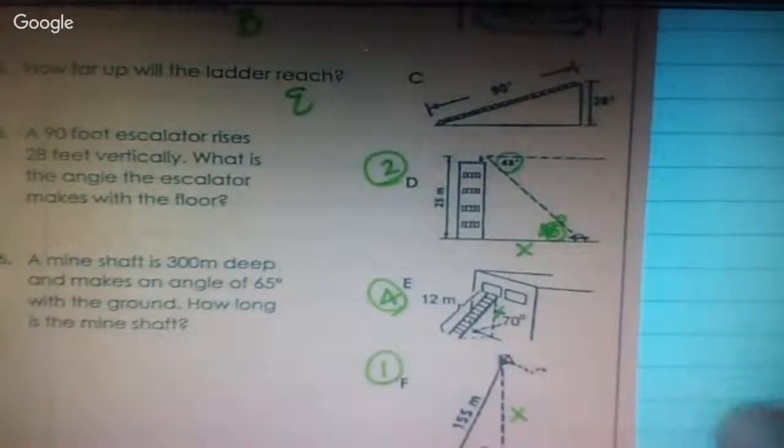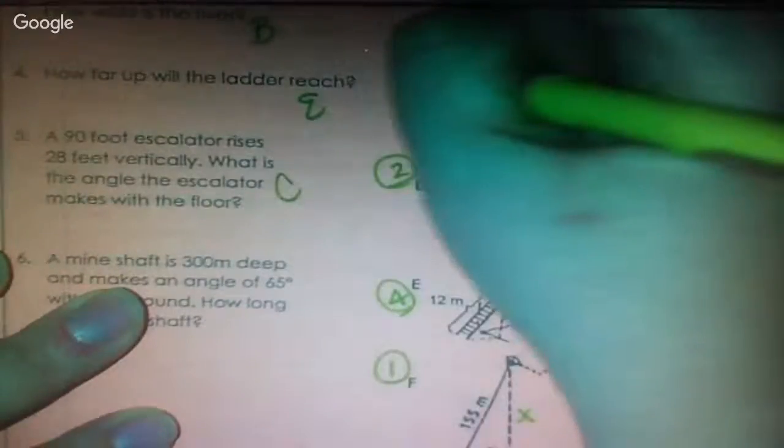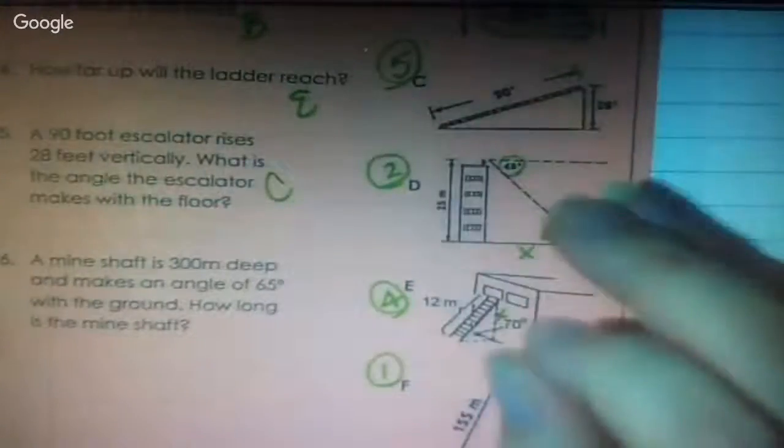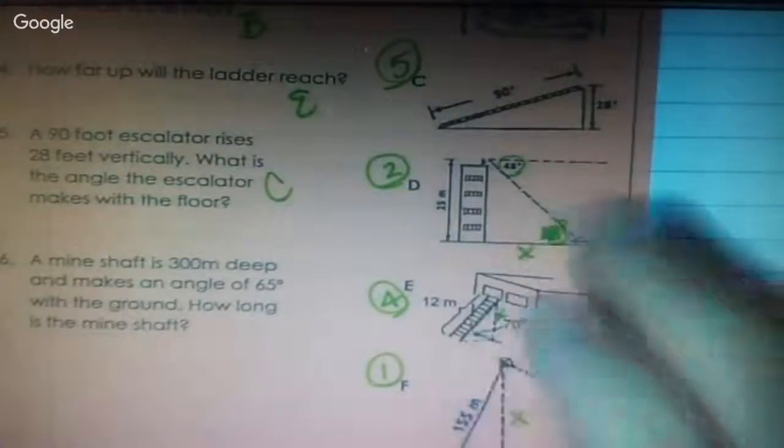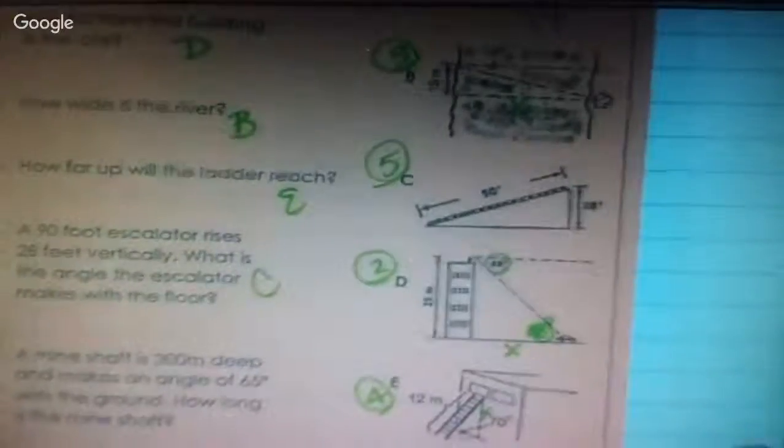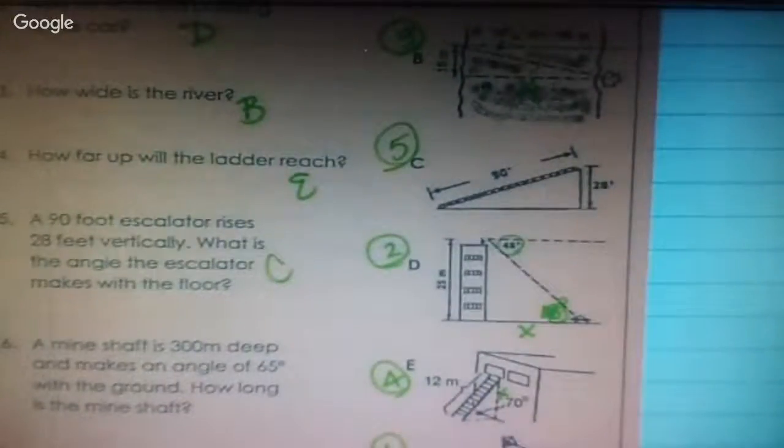Number 5, we're talking about a 90-foot escalator. C. Not a ladder. She at least knows the difference between a ladder and an escalator, but she doesn't know the difference between the height and the length. So first of all, let me answer the next one. So 6 is A, okay? I know what we're finding. What is the angle the escalator makes with the floor?